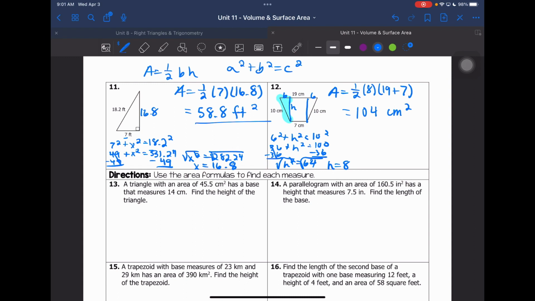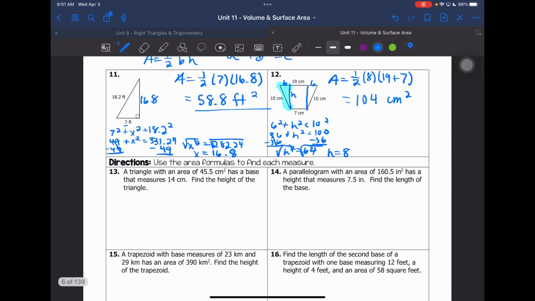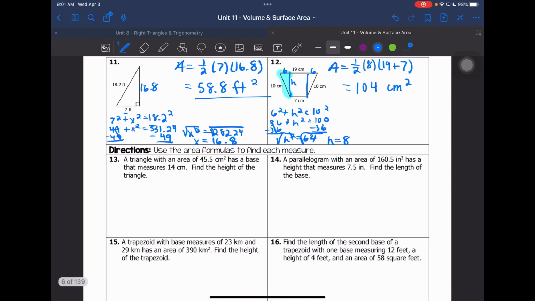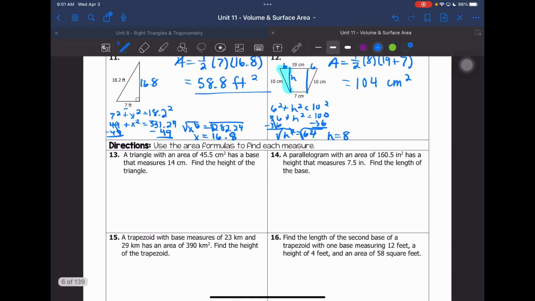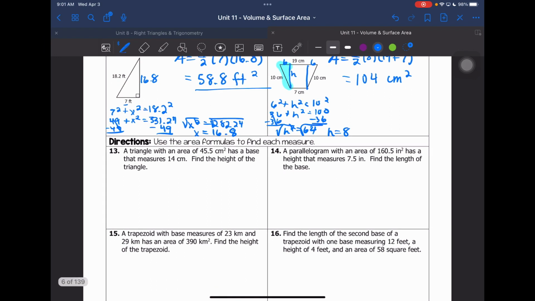Okay, so the next couple of problems are kind of like word problems. They require you to find a missing length. They might tell you the area, and you have to find out either the base or the height or a length or width, something like that. So like number 13 says, a triangle with an area of 45.5 centimeters squared has a base that measures 14 centimeters. Find the height of the triangle.